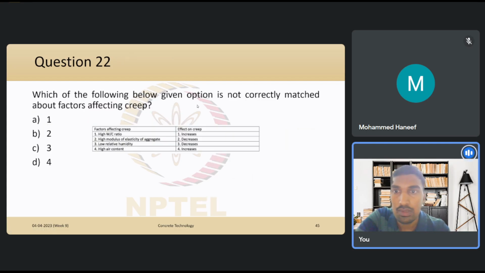Question 22. Which of the following given options is not correctly matched about factors affecting creep? In this table, we have the first column giving different factors affecting creep, and the effect of these factors is given in the second column, or the effect on creep. Right. So each row is one match. We have to say which of these is not rightly matched. Right. So the options are 1, 2, 3, and 4.